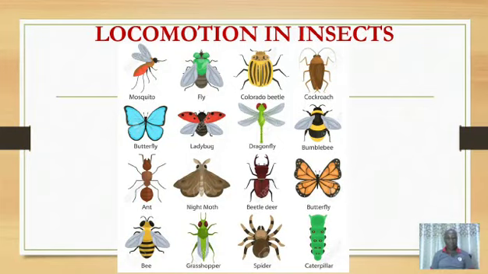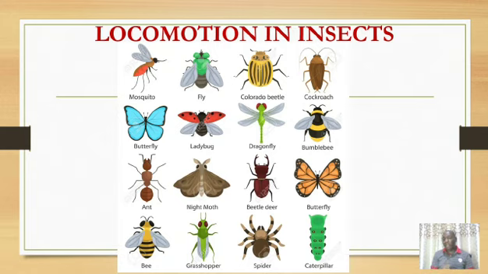Okay, we are back to locomotion in insects. We have a variety of insects. We have mosquitoes, the common ones, the houseflies, the bees, the cockroaches, dragonflies, the ants, very many, the butterfly, just like we can see in our images there.